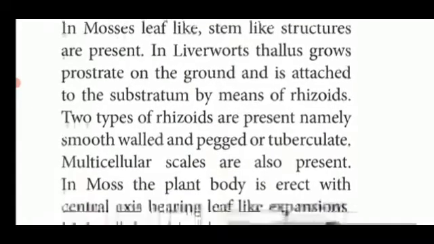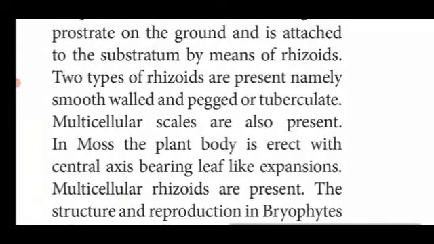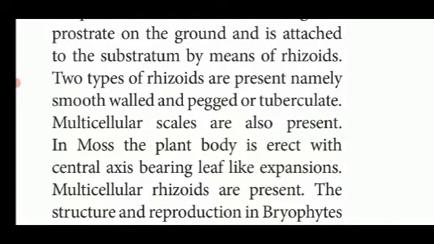The liverwort thallus is prostrate. Prostrate means lying on the soil. The plant body lies on the soil or the ground and is attached to the substrate by means of rhizoids. Mostly the liverworts or hornworts live on rocky surfaces. They attach to the rocks by means of root-like structures called rhizoids.